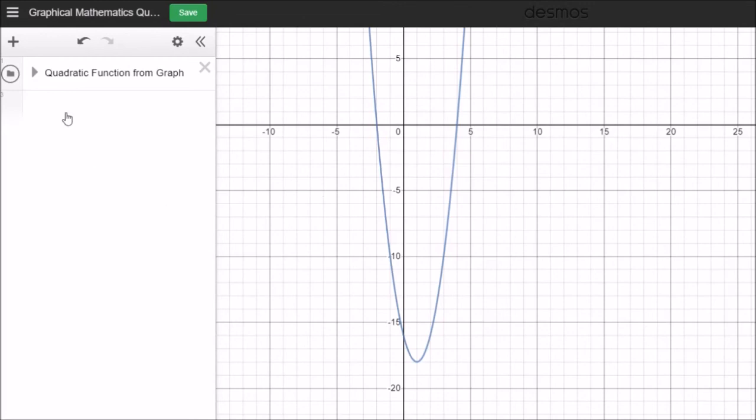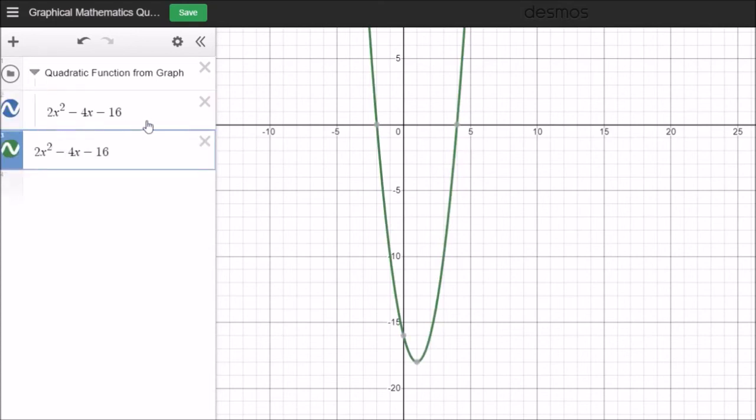So let's type our function in: 2x squared minus 4x minus 16. You can see here that this equation sits on top of the mystery equation, which is in here. So this equation is indeed the correct equation, and you can see that both of them are the same. That shows that the solution is correct and the theory does work.